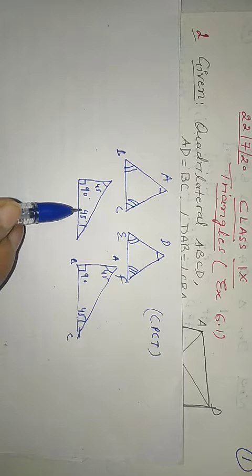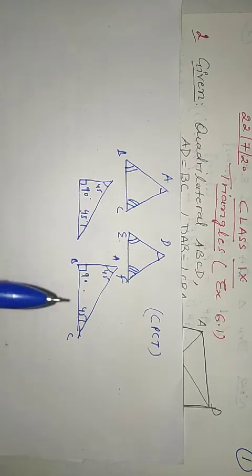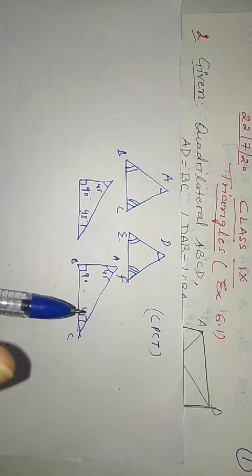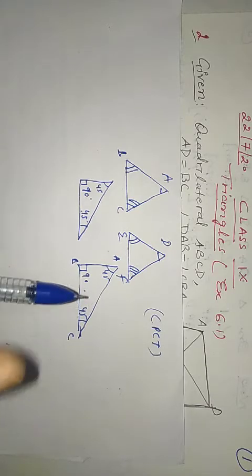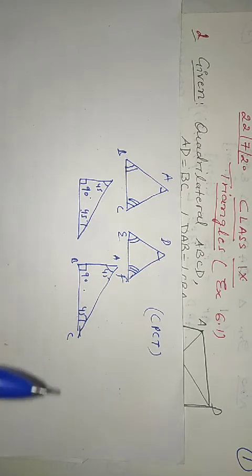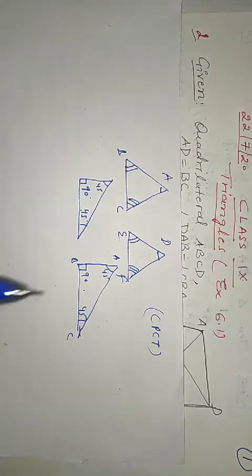So if two triangles are congruent to each other, then their corresponding parts are equal. If two triangles are congruent, then their corresponding parts are equal. But the converse is not true. It means if corresponding parts of two triangles are equal, the two triangles are not necessarily congruent.